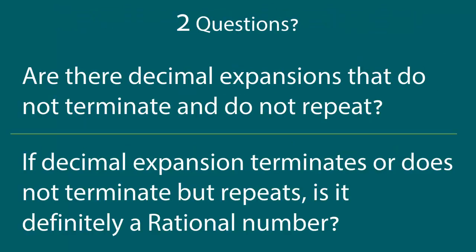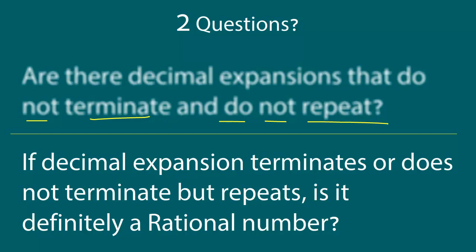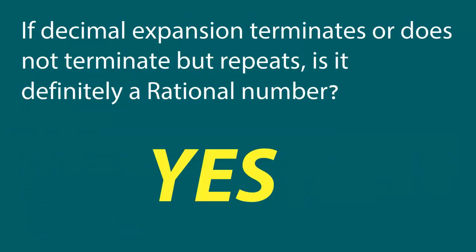Now we had asked ourselves two questions. Are there any decimal expansions that do not terminate and do not repeat? We are going to address this a little bit later, but in this particular video, we are going to focus on this: if the decimal expansion terminates, or if it does not terminate but it repeats, can we say it is definitely a rational number? The answer to the second question is absolutely yes. So for now, let's take a look at terminating decimal expansions and see if they are indeed rational numbers.